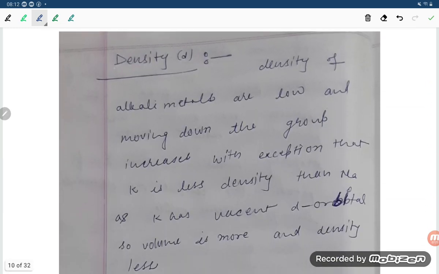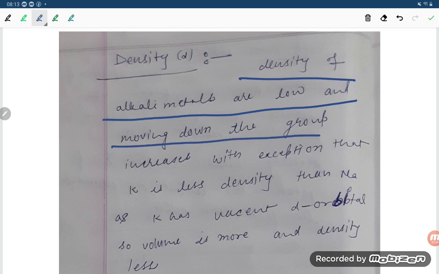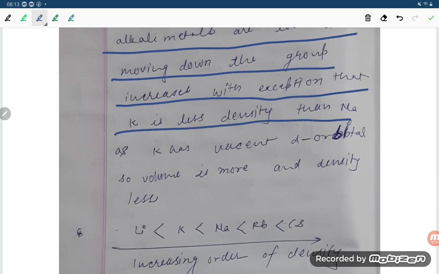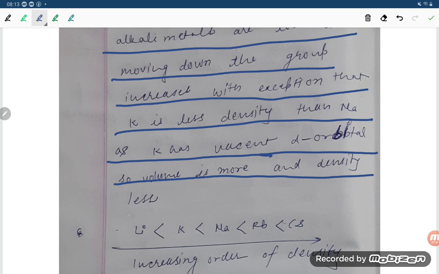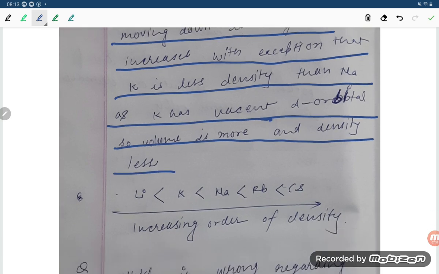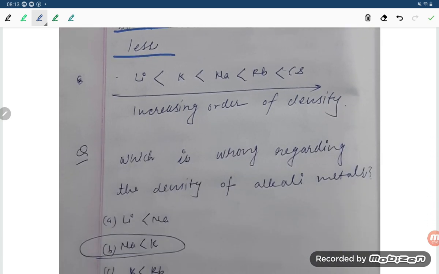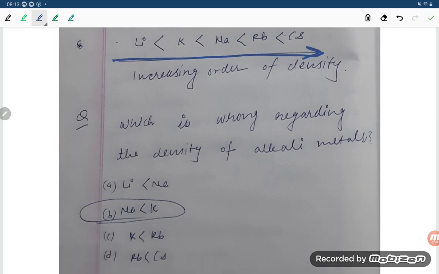Okay, density. The density of alkali metals is low and increases moving down the group, with the exception that potassium has less density than sodium. K has a vacant d orbital, so volume is more and density is less. So the increasing order of density is lithium, potassium, sodium, rubidium, cesium.